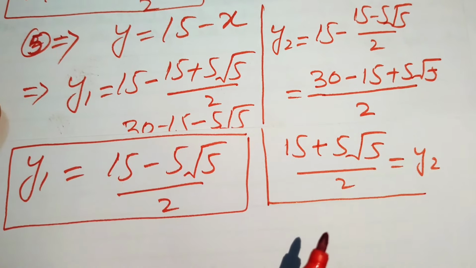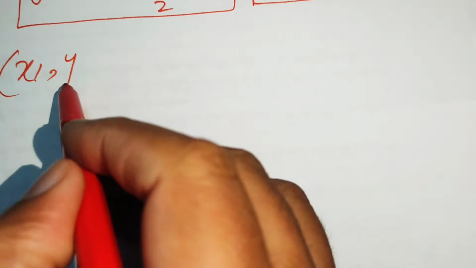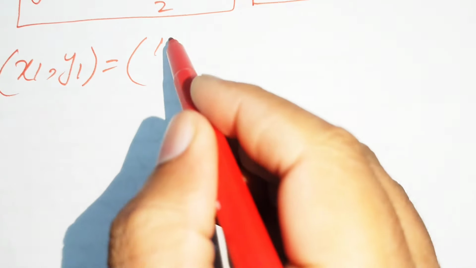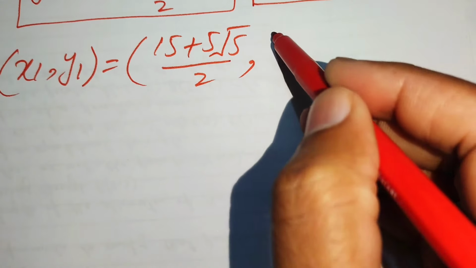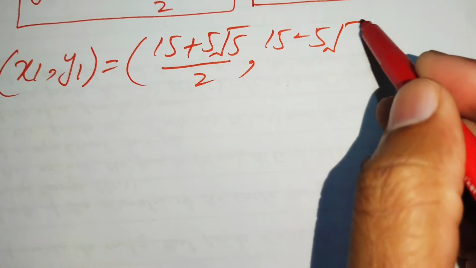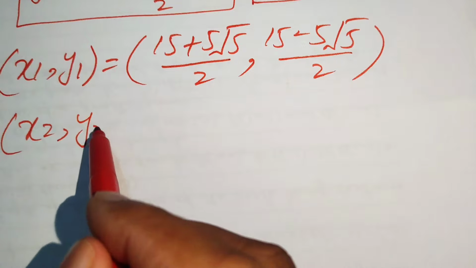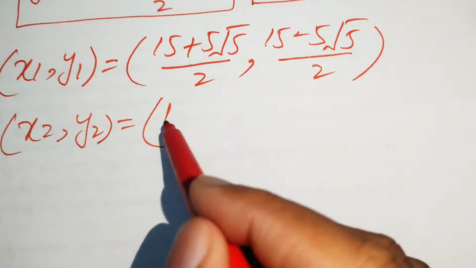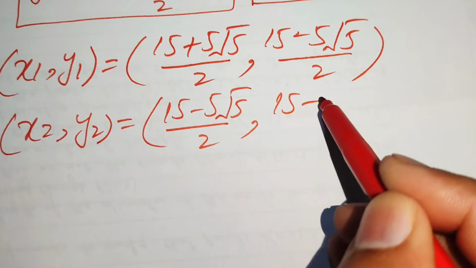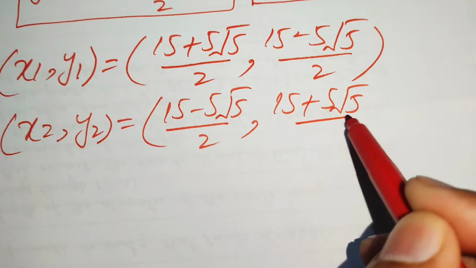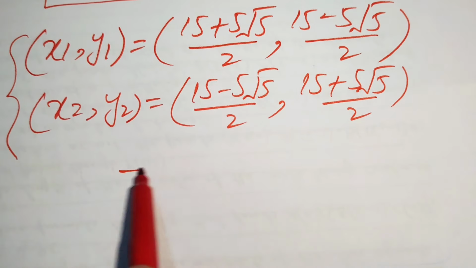So finally we have the two solutions of the given equation. The first solution is x1 equals 15 plus 5 times the square root of 5, divided by 2, and y1 is 15 minus 5 times the square root of 5, divided by 2. And the second solution is x2 equals 15 minus 5 times the square root of 5, over 2, and y2 equals 15 plus 5 times the square root of 5, over 2. So these are the two solutions of the given equation, and this is the final answer.